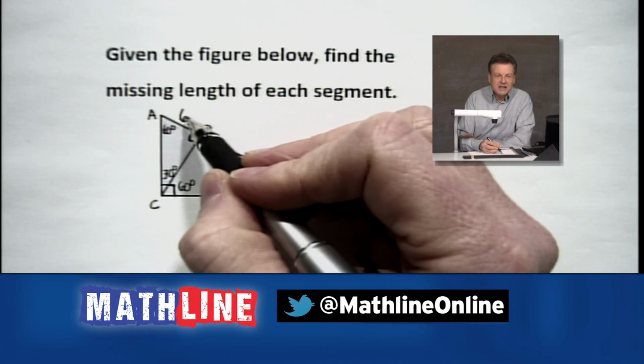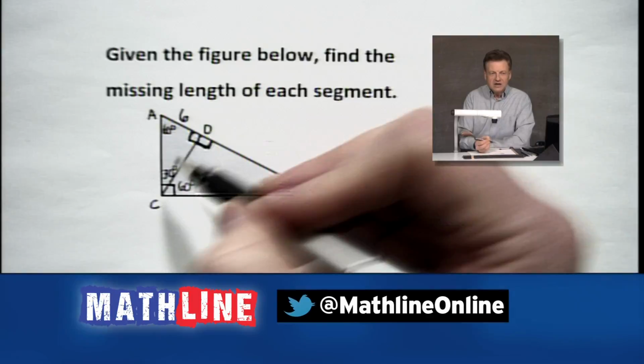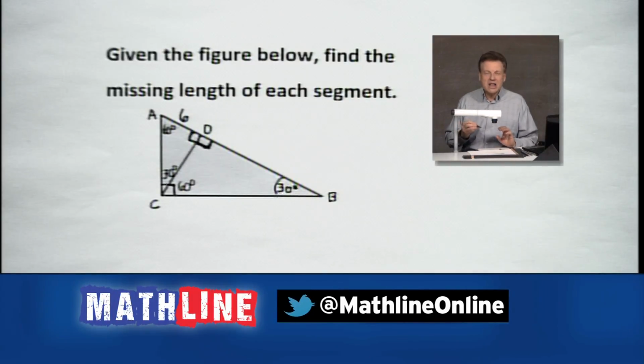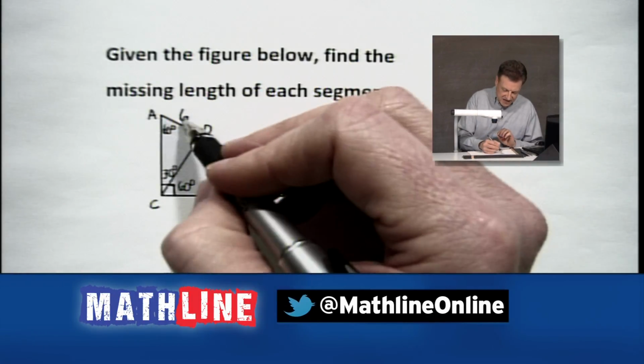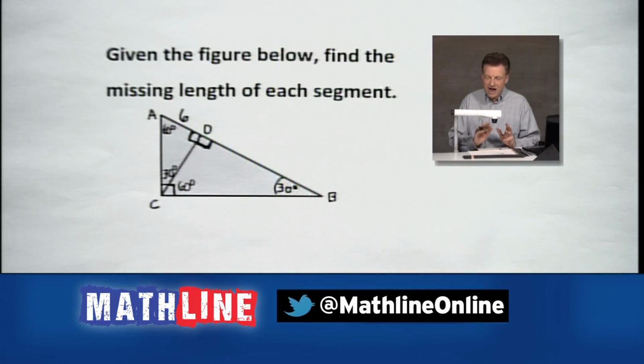This little guy is actually playing the side opposite the 30. You say, what does that mean, Ernie? That means it's going to be the smallest. It's going to be the smallest side of this 30, 60, 90-degree triangle.